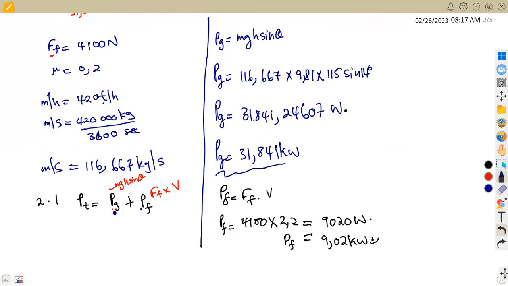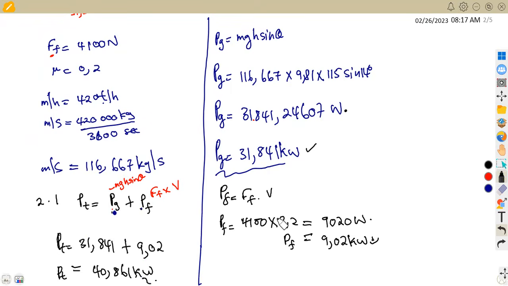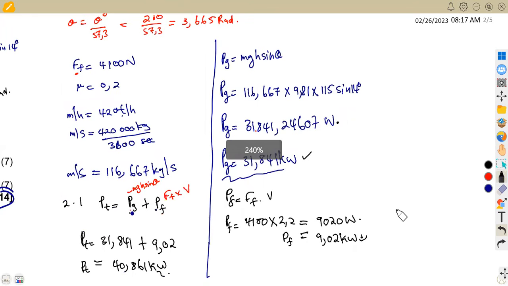So we have the two powers that we needed. In this case, we can calculate our total power, which is the output power, PT, which we said is PG plus PF. Our PG, that is in kilowatts, 31,841 kilowatts plus 9.02 kilowatts. So that means your answer is going to be in kilowatts. So the total power is going to be 40,861 kilowatts.